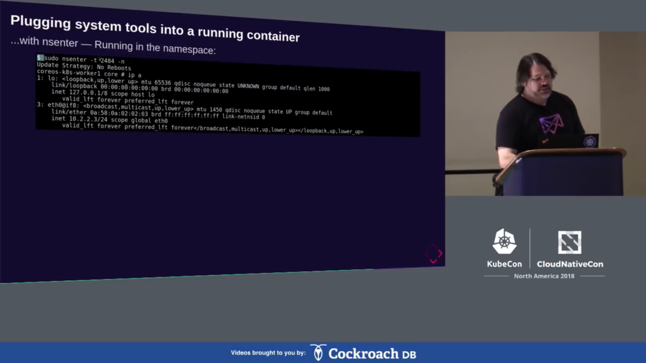I can nsenter that process ID and say, put me in that process's namespace. And if I don't give it something to run, it just runs a shell. And so in this case, it puts me in a shell in that process namespace. And you can see I'm looking at the same container interface without needing to do a docker attach to it.